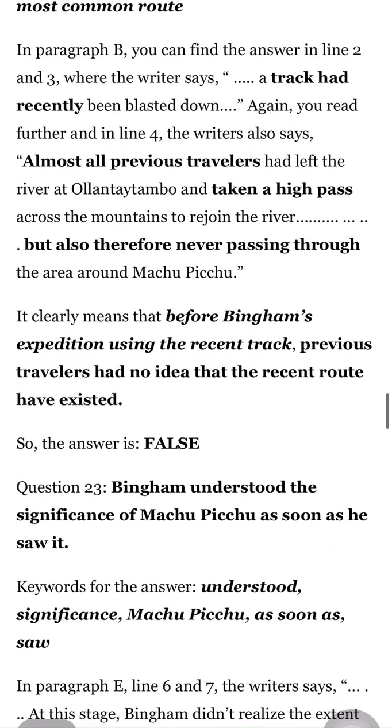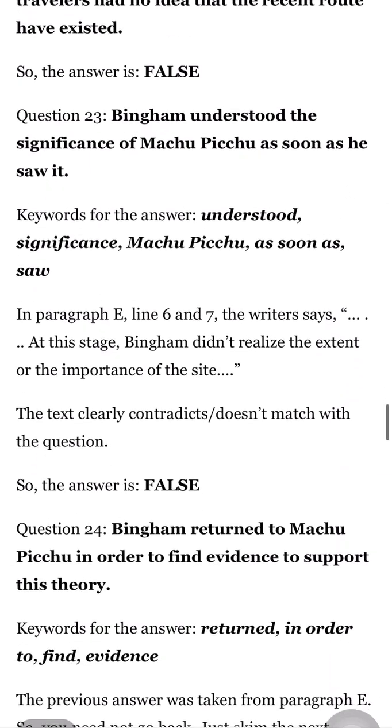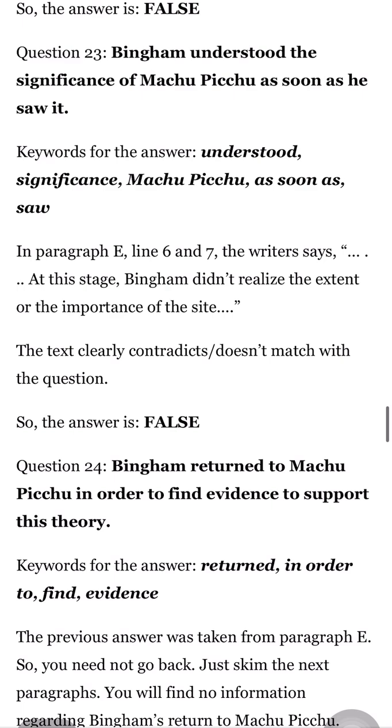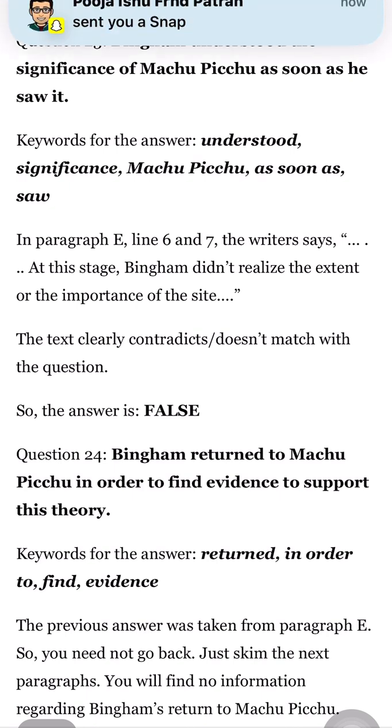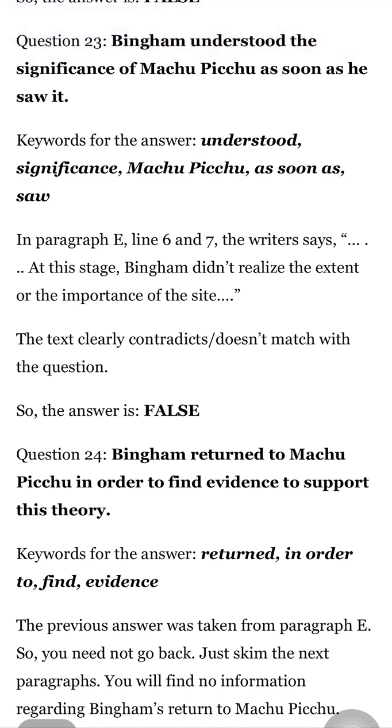Question 23. Bingham understood the significance of Machu Picchu as soon as he saw it. Keywords for the answer: understood, significance, Machu Picchu, as soon as, saw. In paragraph E, lines 6 and 7, the writer says, at this stage, Bingham didn't realize the extent or the importance of the site. The text clearly contradicts the question, so, the answer is false.